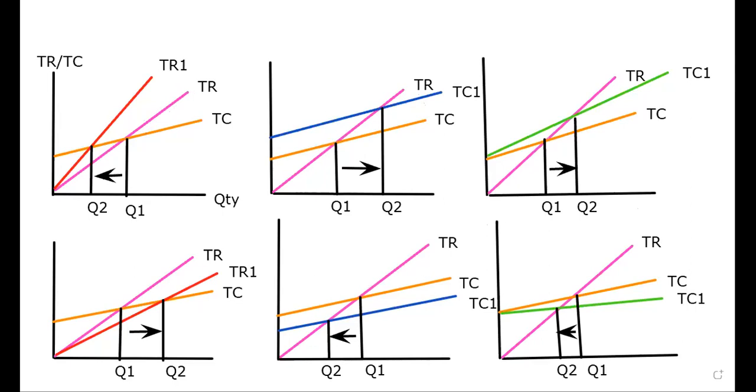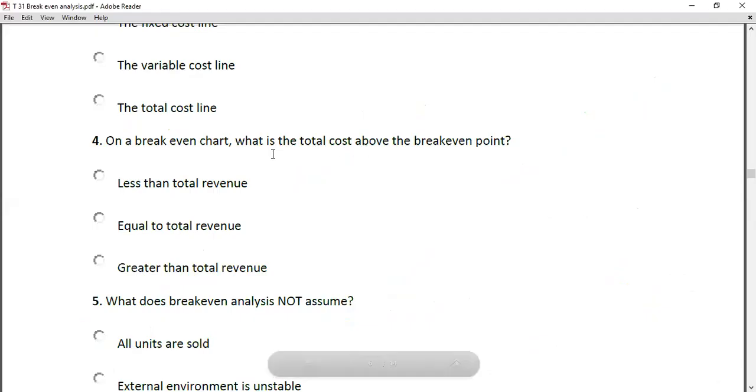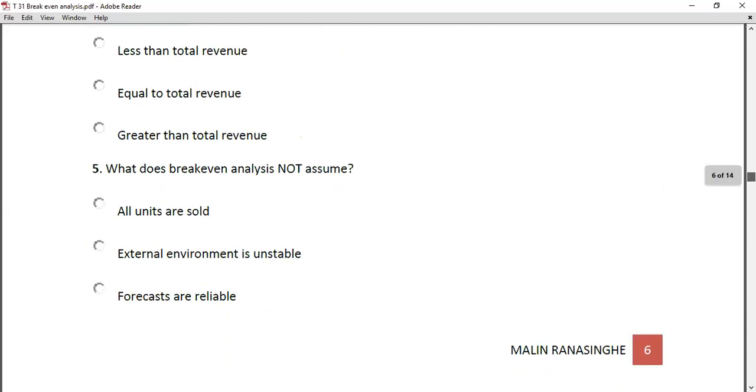So what the question is asking here: above the break-even point, less than the total revenue, equal to total revenue, greater than the total revenue. Yes, I can see very good answers. Less than total revenue, correct? Above the break-even point, always less than the total revenue. Answer for question number 4 is 1.